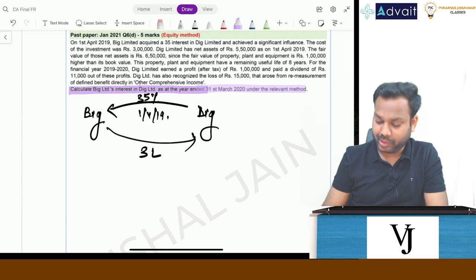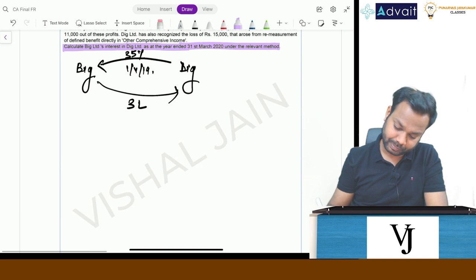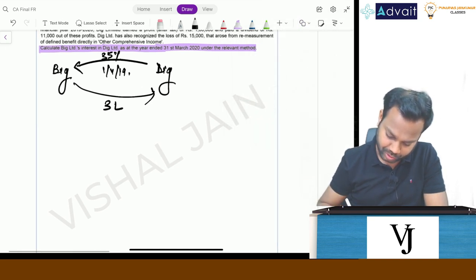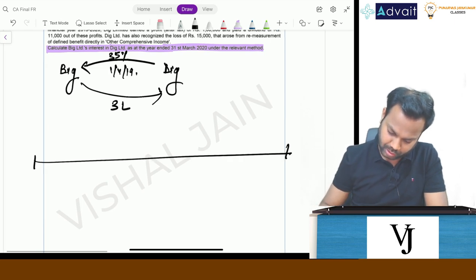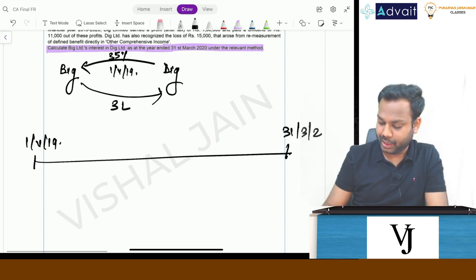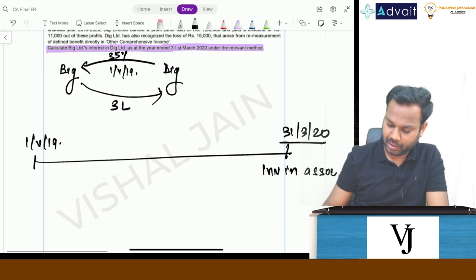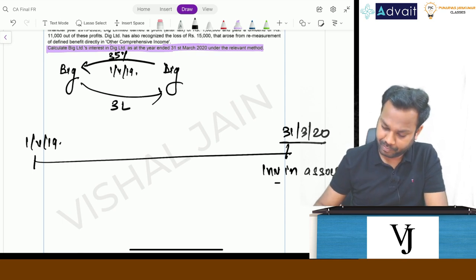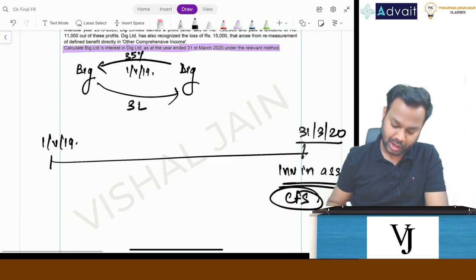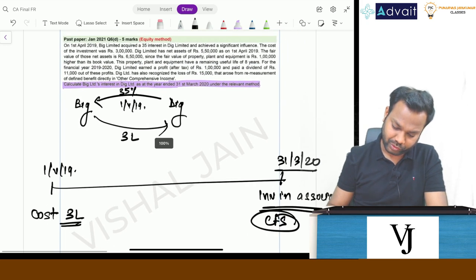Now basically it says you have to calculate the value of investments on 31st March 2020. I will follow a different approach here. On 1st April 19 and 31st March 20, the question is asking what is the value of investment in associate here. In the consol financial statements we'll calculate, and in the SFS also we'll calculate. The question says here the cost was 3 lakhs. Now let's read the question further and try to understand.